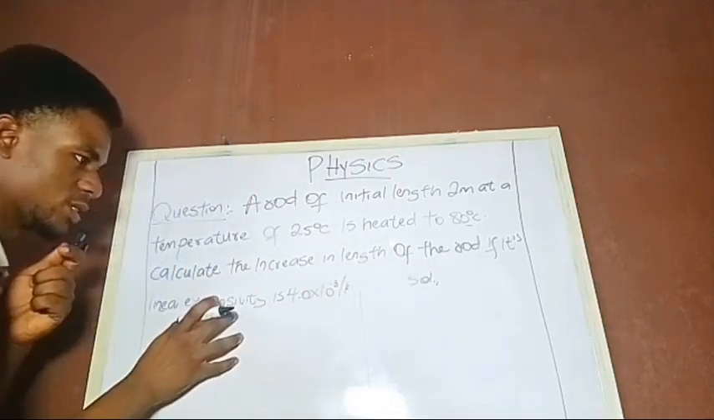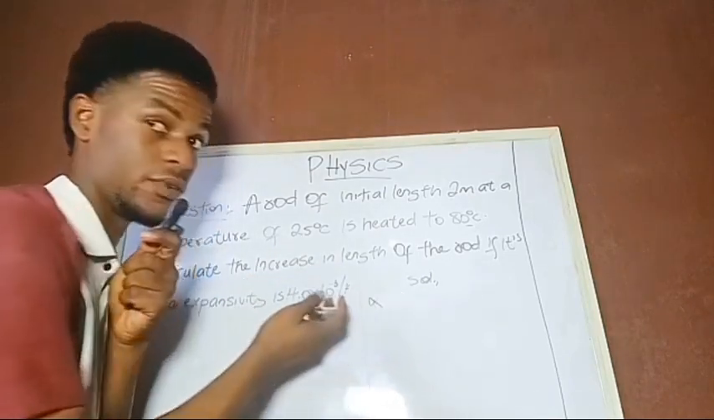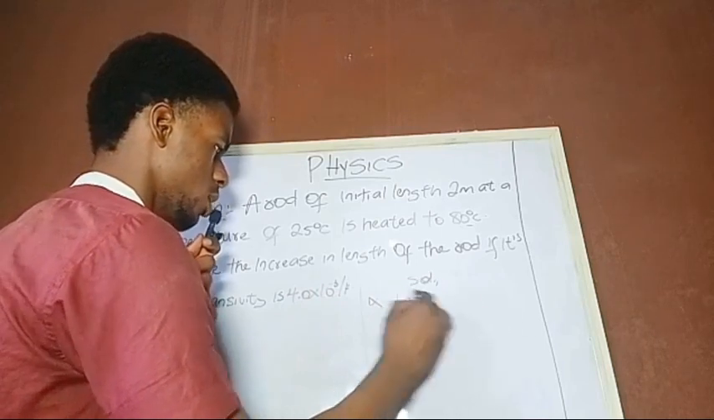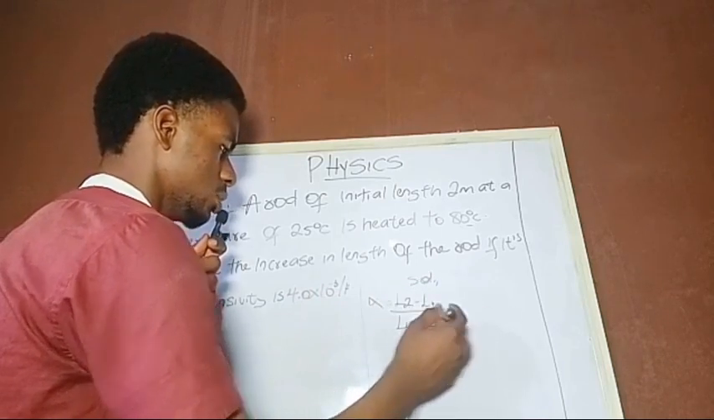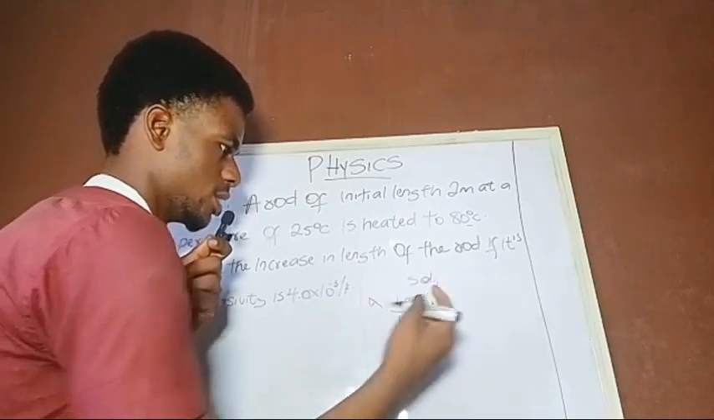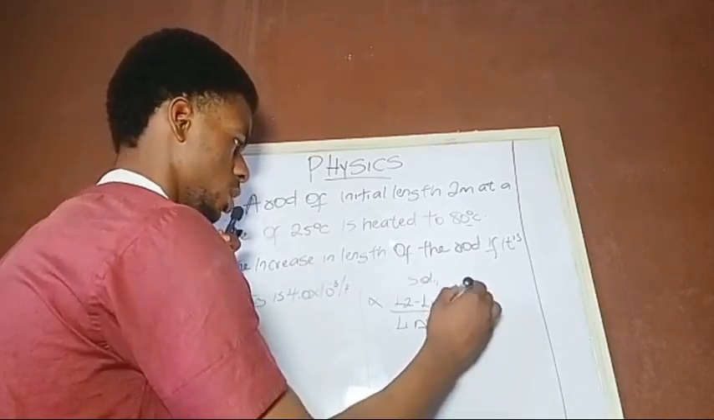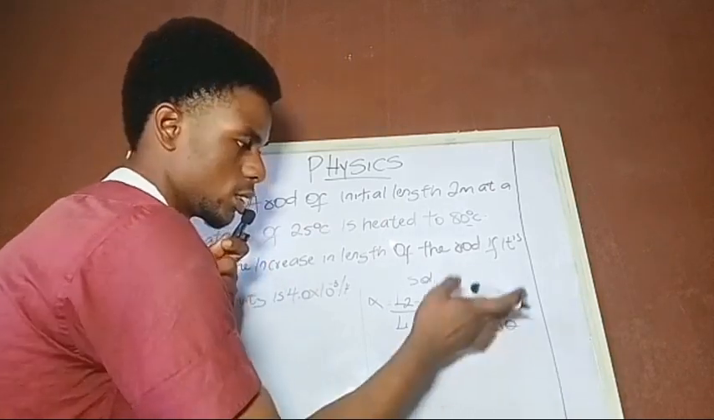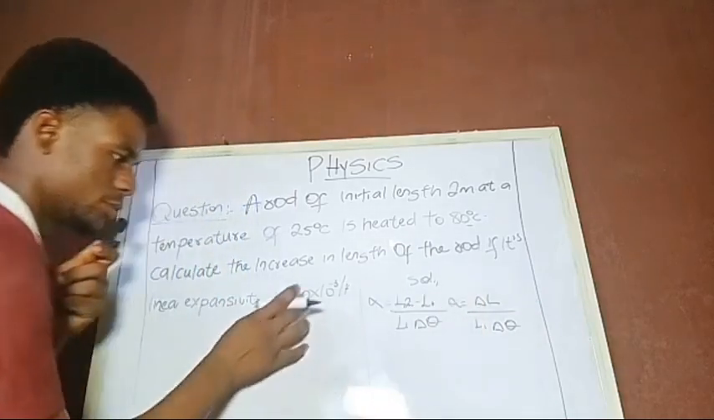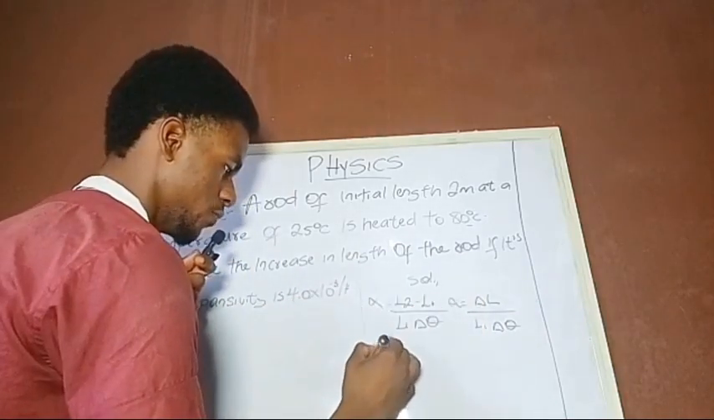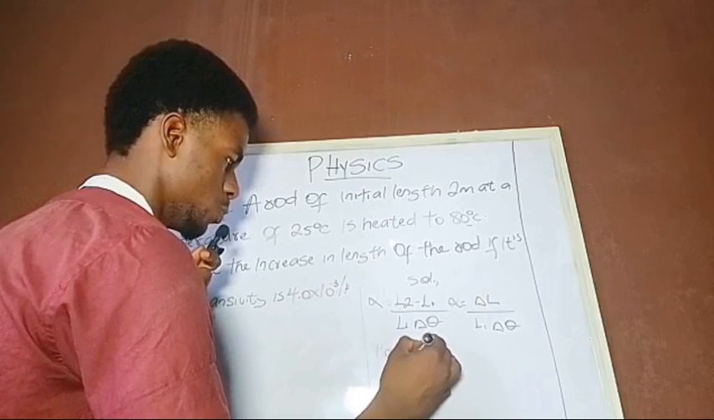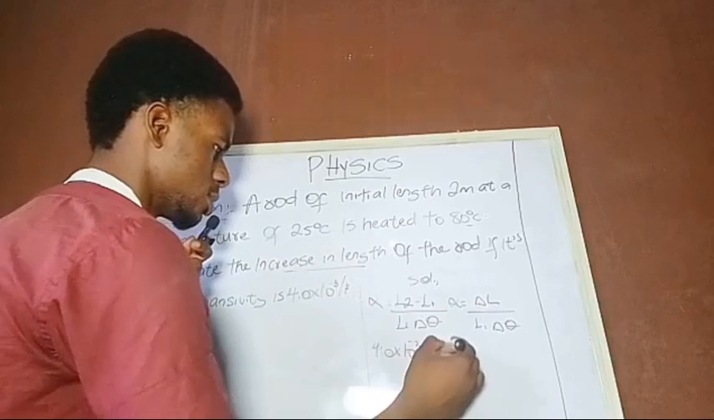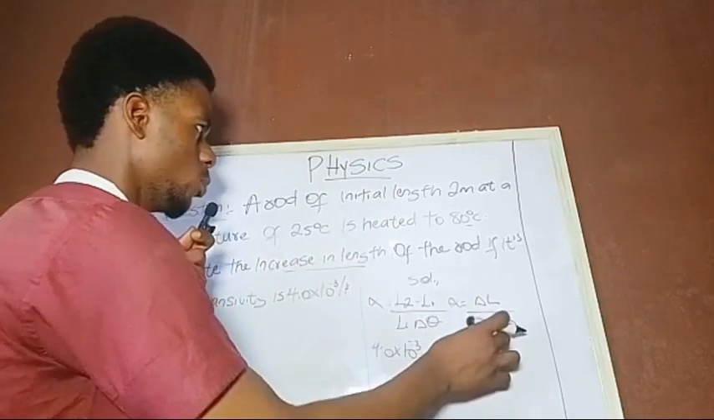Solution. Since they said linear expansivity, we will make use of alpha, which is equal to L2 minus L1 over L1 change in temperature. This one I can just take as delta L. So I have alpha equals delta L over L1 change in temperature. My alpha is this, 4.0 times 10 raised to the power of minus 3, equals what? The increase in length, change in L over L1.